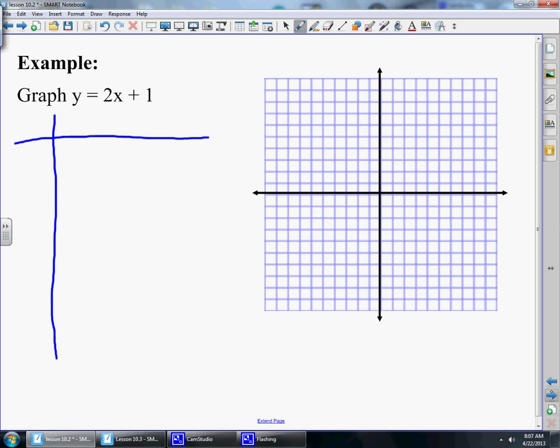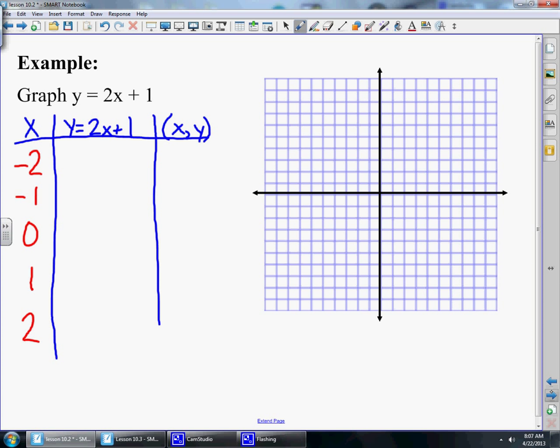So the first thing that we're going to do is make our table of x and y values. So this is going to be y equals 2x plus 1. And then over here, we're going to end up with the ordered pair that we're going to graph. So we start out with our values, -2, -1, 0, 1, and 2. So we plug -2 in.